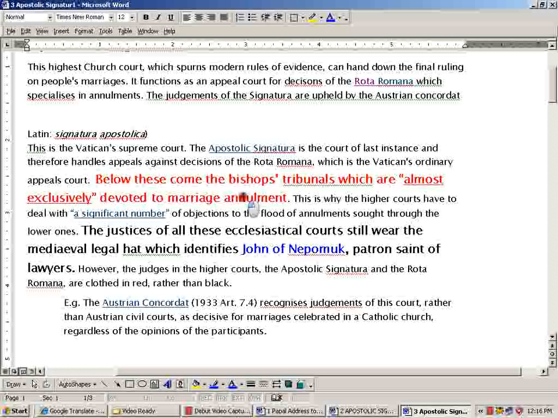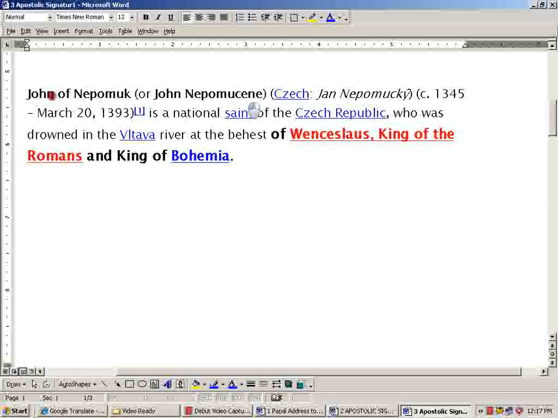The justices of all these ecclesiastical courts still wear the medieval legal hat that identifies John of Nepomuk, patron saint of lawyers. However, the judges of the higher courts, the Apostolic Signatura and the Roman Rota, are clothed in red rather than in black. So, if you see them wearing black, right, they're below the ones who wear red. And the ones that we see when we go into court are wearing black. And who is this John of Nepomuk? National saint of the Czech Republic, who was drowned in the river at the behest of the king of the Romans and the king of Bohemia. Imagine that.